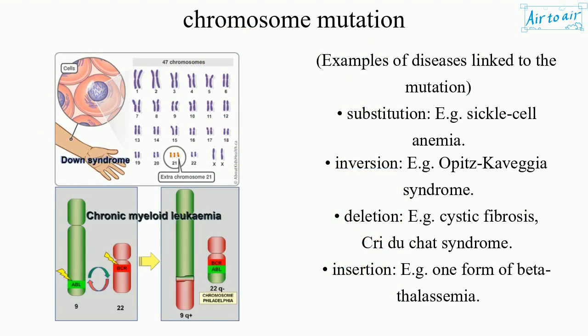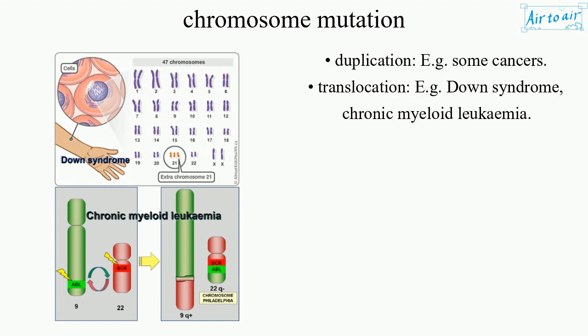Examples of diseases linked to the mutation. Substitution, e.g. sickle cell anemia. Inversion, e.g. Opitz-Kaveggia syndrome. Deletion, e.g. cystic fibrosis, Cri-du-Chat syndrome. Insertion, e.g. one form of beta thalassemia. Duplication, e.g. some cancers. Translocation, e.g. Down syndrome, chronic myeloid leukemia.